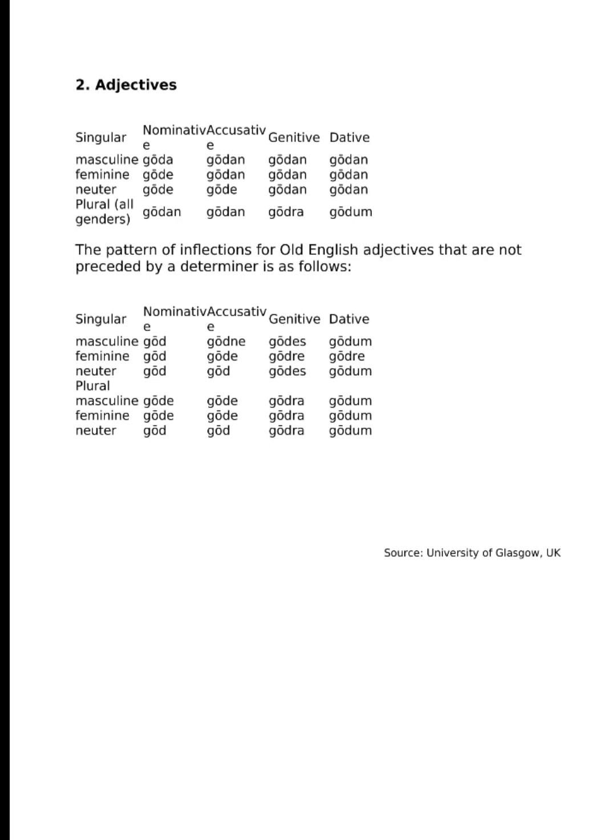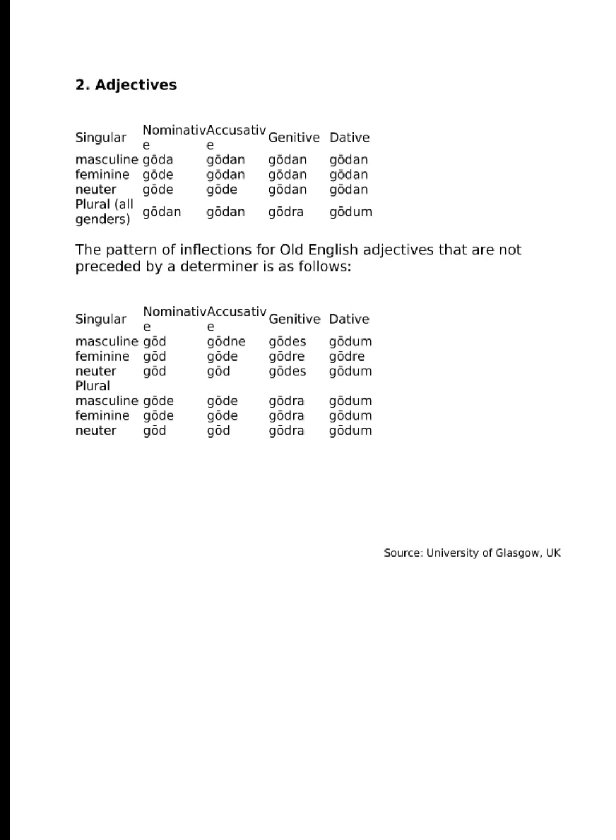The pattern of inflections for Old English adjectives that are preceded by a determiner is as follows. We can look at the examples here that are singular masculine, feminine, neuter, and plural for all genders. So we have nominative, accusative, genitive, and dative cases.